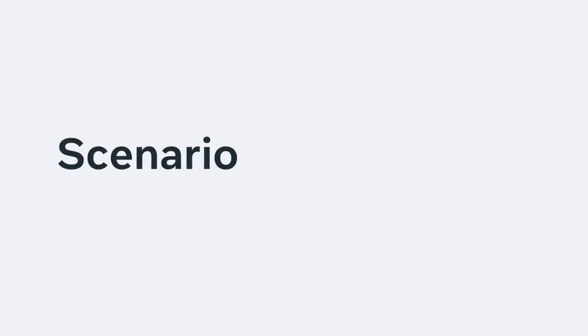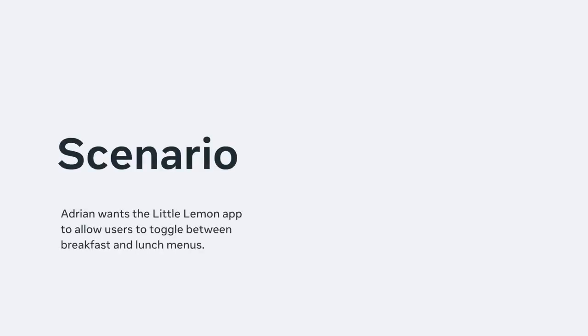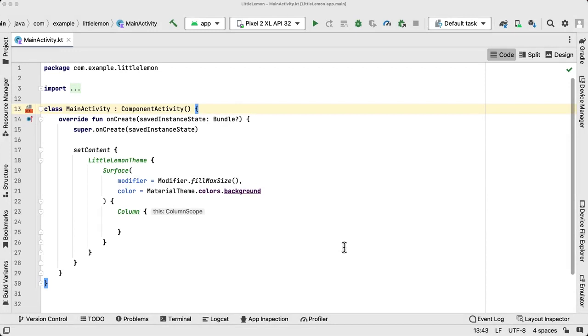In this video, you will learn how to connect the user interface or UI state to shared preferences. Adrian wants the Little Lemon app to allow users to toggle between breakfast and lunch menus. To test this idea, he wants a switch that will toggle the title of the menu between breakfast menu and lunch menu. The menu title will be set based on a shared preferences Boolean flag controlled by the switch. In that way, state is persisted across app launches.